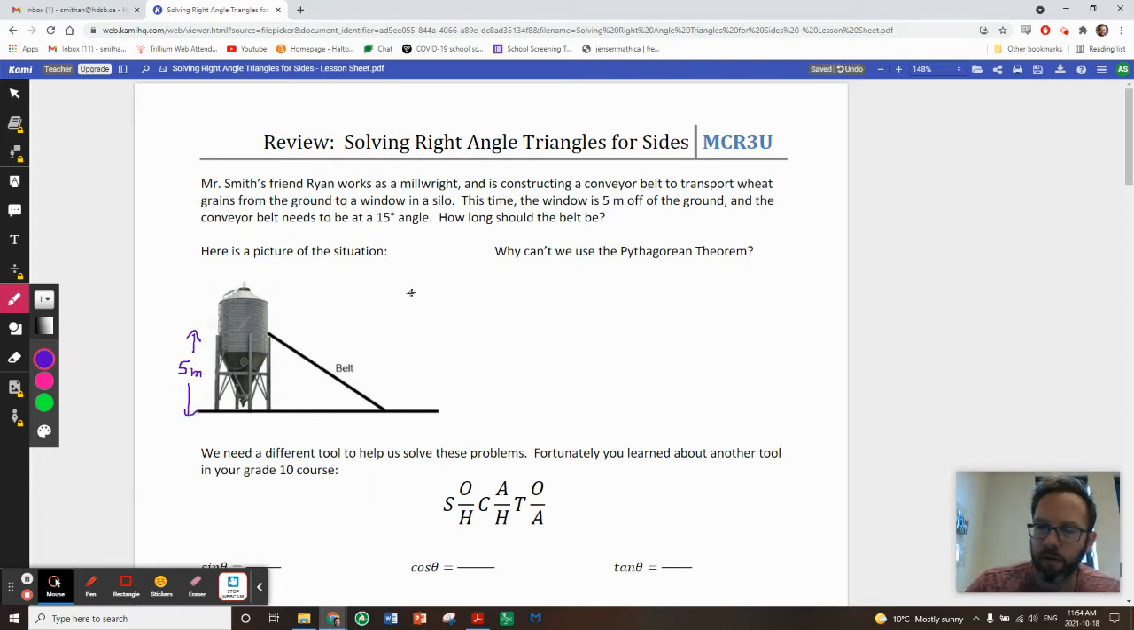And for some reason, maybe to be up to code or what have you, the angle the belt makes with the ground is 15 degrees. And Ryan needs to know, how long should he make his cuts? How long should the construction materials be? How much does he need in order to construct this belt? So we're kind of looking for the length of this side.